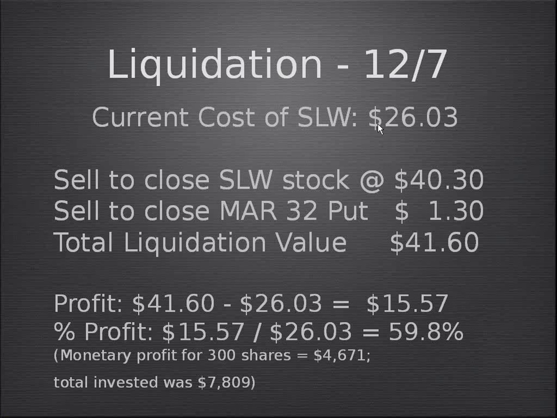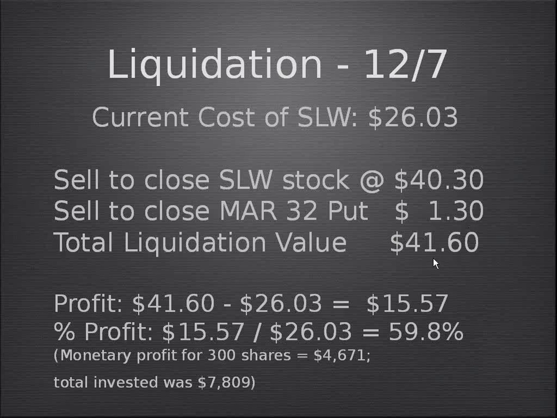Now on 12/7, remember the total cost we just saw was $26.03. It did spike up above 42, but then it came back down. And towards the end of the day on 12/7, we were able to sell to close the stock at $40.30. That March 32 put still had $1.30 remaining in time premium. It's still far out in time. We've still got 4 months to go. Okay, and it's a pretty volatile stock.